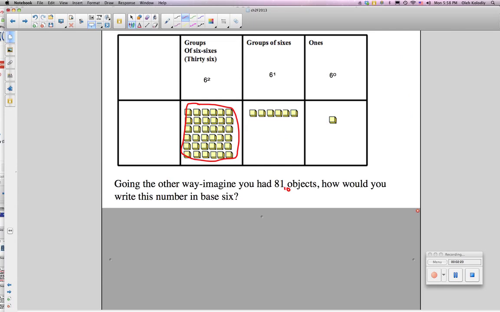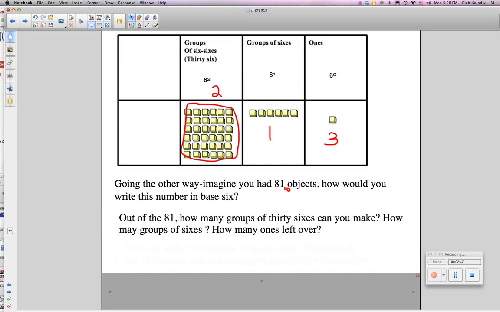So if you had 81 objects, how many groups of 36 can you make out of that? Can you make at least one? Yeah. Sure, you can make one. Can you make 2? Yeah, you can make 2. Can you make 3? No, you can't make 3. So you can only make 2. And if you make 36s, that's 72, you would have 9 left over.